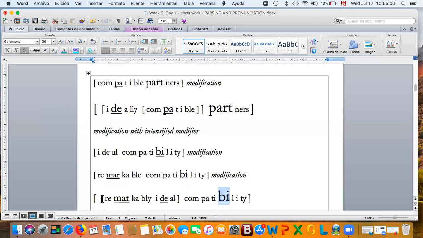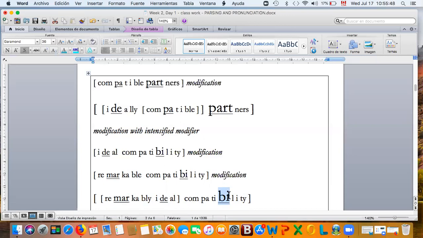If we're speaking very slowly, we might pronounce remarkably ideal compatibility lower than middle and higher. But we don't normally speak so slowly. If we're speaking at a normal rate, we don't like low, middle, and high, like remarkably ideal compatibility. That doesn't sound good. We will have, as in the previous example, these two at the same level, or we'll have this one middle, this one lower, and this one highest.